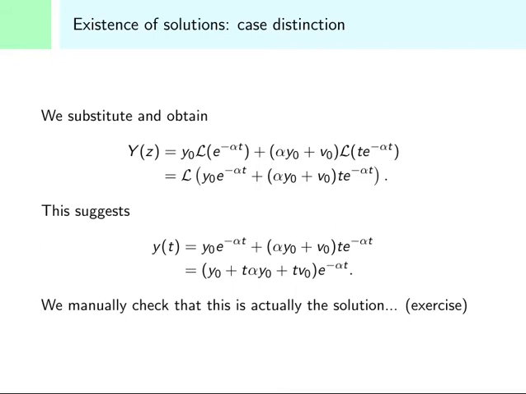And in particular, in that formula of y of t, we can now factor out the common factor exponential negative alpha t. And so we arrive at the final formula: y0 plus t alpha y0 plus t v0, times exponential negative alpha t. We can check manually that this is actually a solution to the second order differential equation.